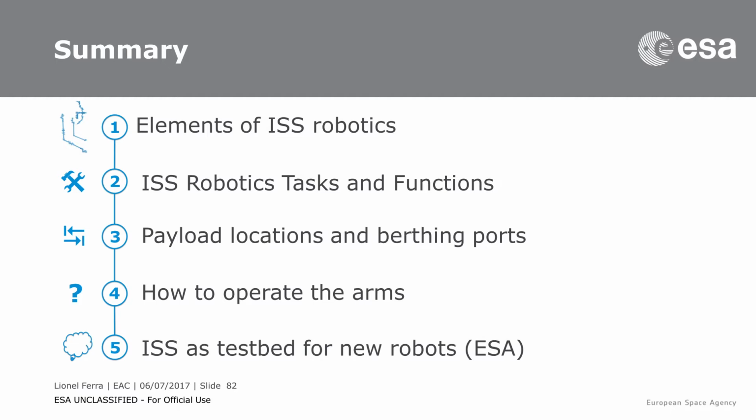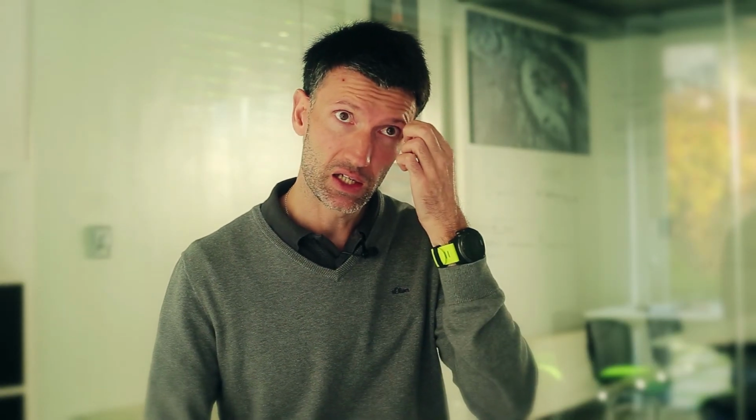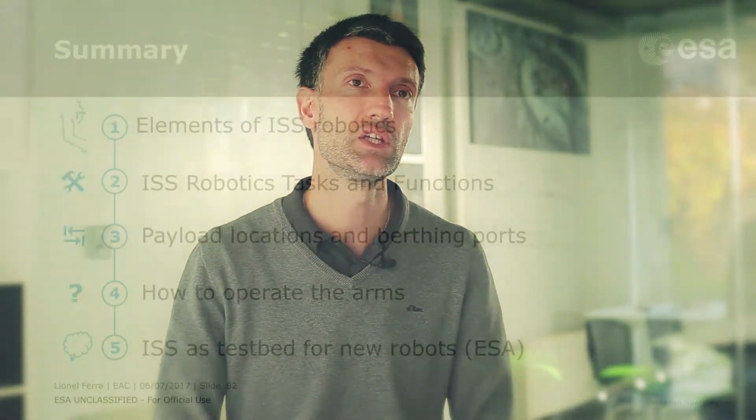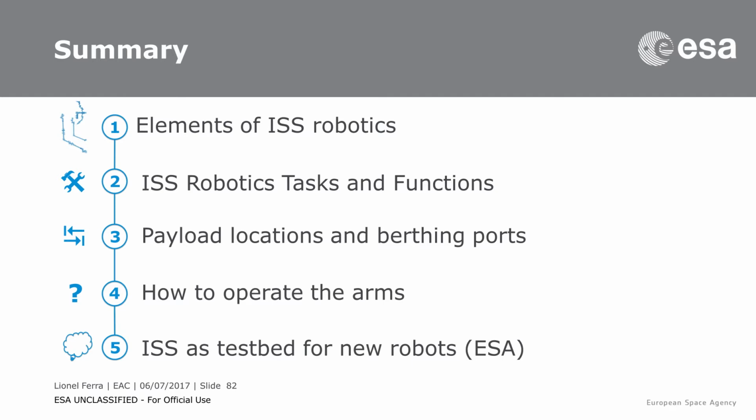How to operate the arm: we have seen that we have cameras, we have control panels, we have mechanical interfaces, being SSRMS or SPDM, and you are limited to this kind of interface. And how the ground is doing it is also a different story. I didn't detail it too much, but the ground has more tools available than these. And we have seen also in the last part of this lesson that the ISS is used as a testbed for new robotic assets for the station, but also for future exploration, like planetary exploration, like Mars or the Moon.